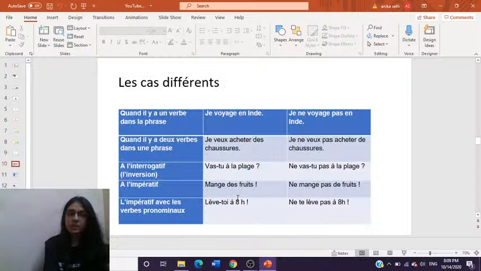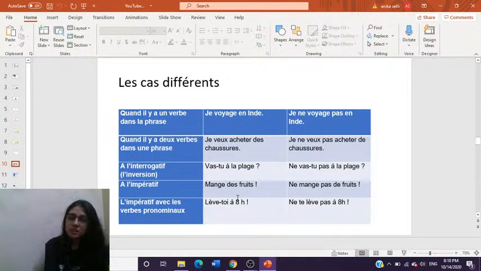So next is les cas différents. So the different cases of negation. Quand il y a un verbe dans la phrase, so when there is one verb in the sentence, like "je voyage en Inde", becomes "je ne voyage pas en Inde". So just ne and pas, simple, and if there is an article, we need to change that.